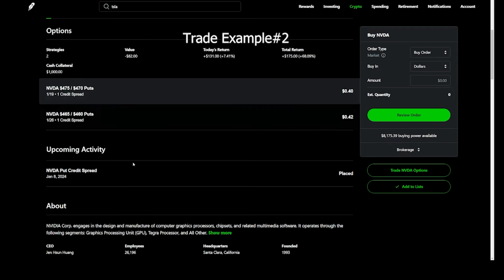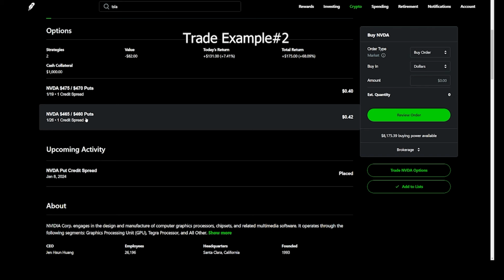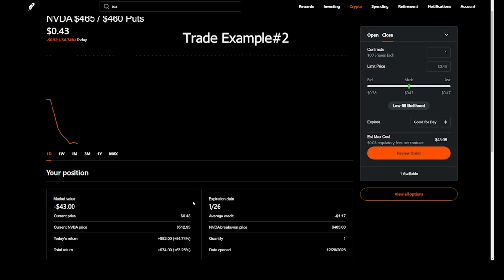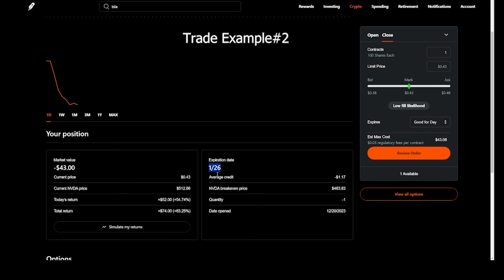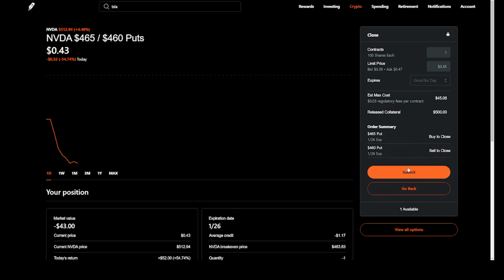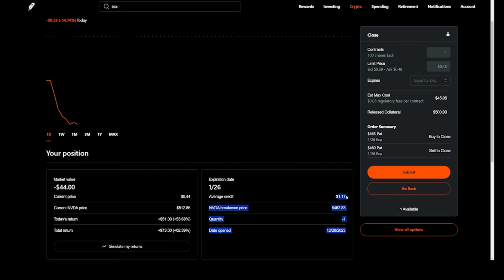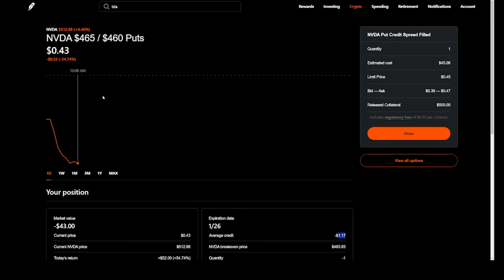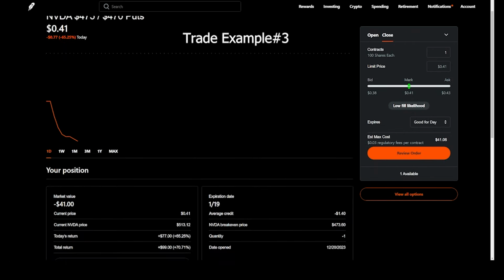I have another spread that I could close. Let's try this one. This is supposed to expire on January 26th. It's already sitting at 62% if I lock it in right now, so I don't mind. I just want to get it closed, so let's just try 0.45. Essentially, I sold it for 117. I am willing to close it by buying it back at 0.45. Filled.